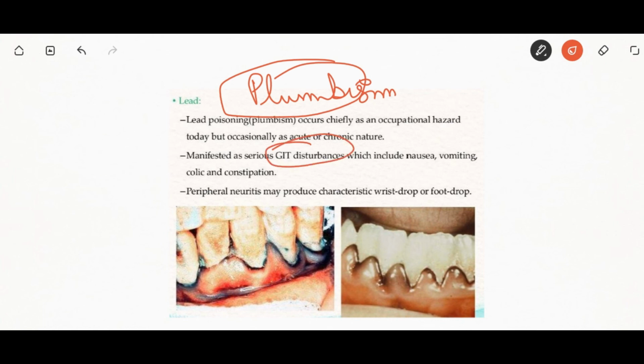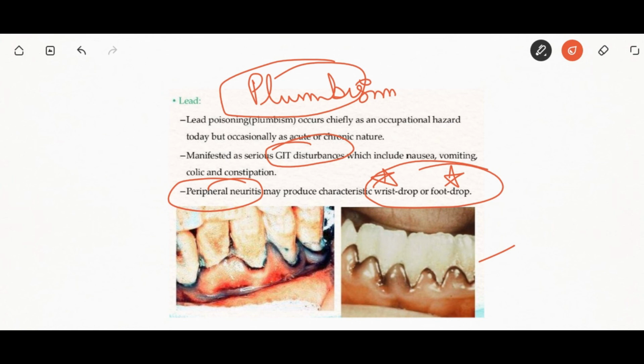Next comes lead poisoning. Another name is plumbism. So for your entrance exam, plumbism is another name for lead poisoning. It is an occupational hazard because it is seen due to accidental exposure. The chief means of poisoning is through inhalation of lead vapors or dust.